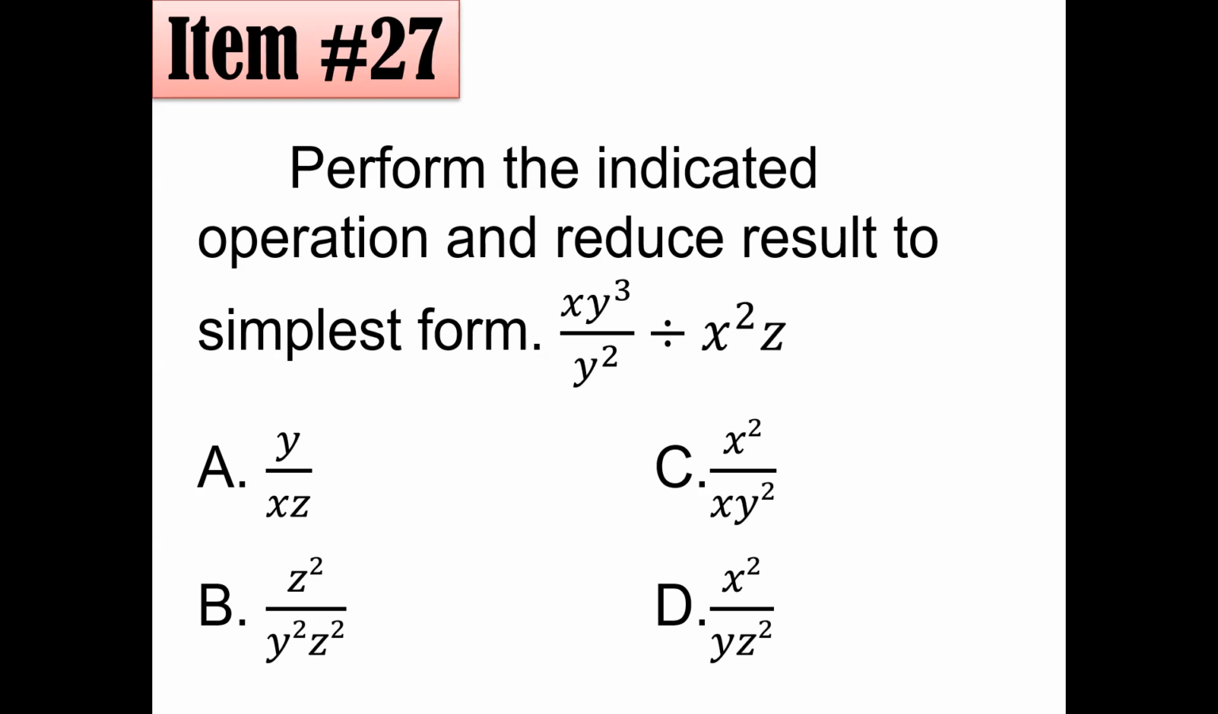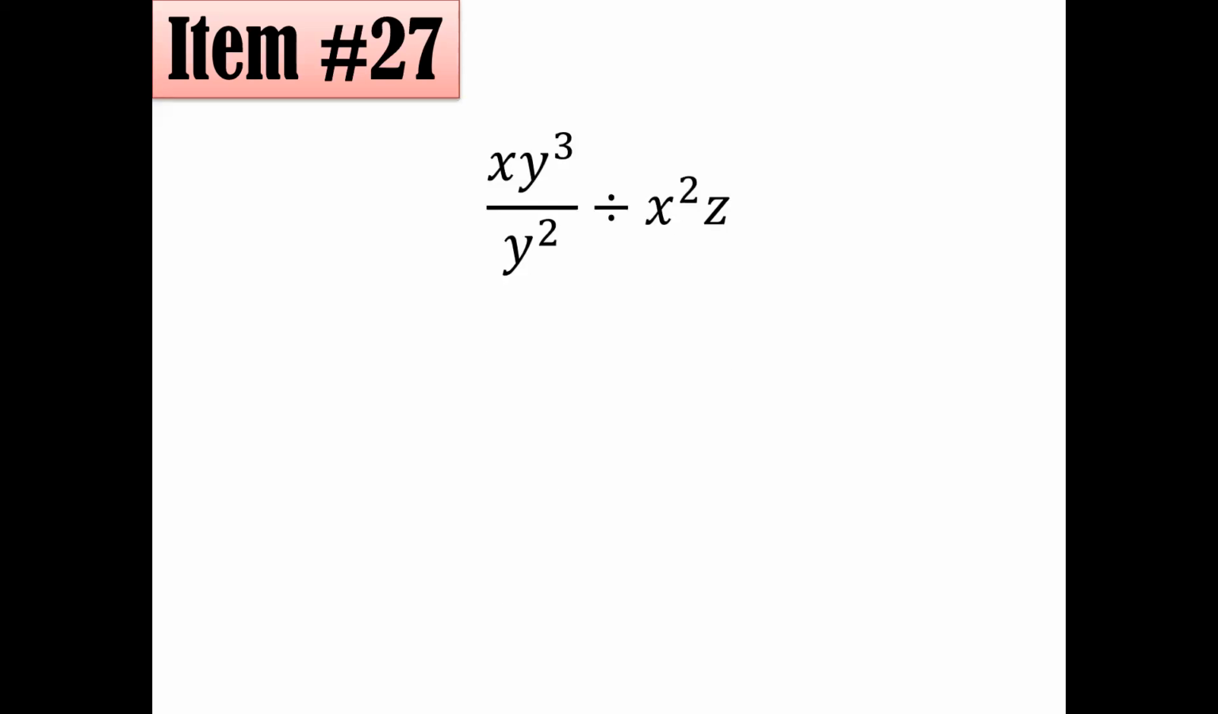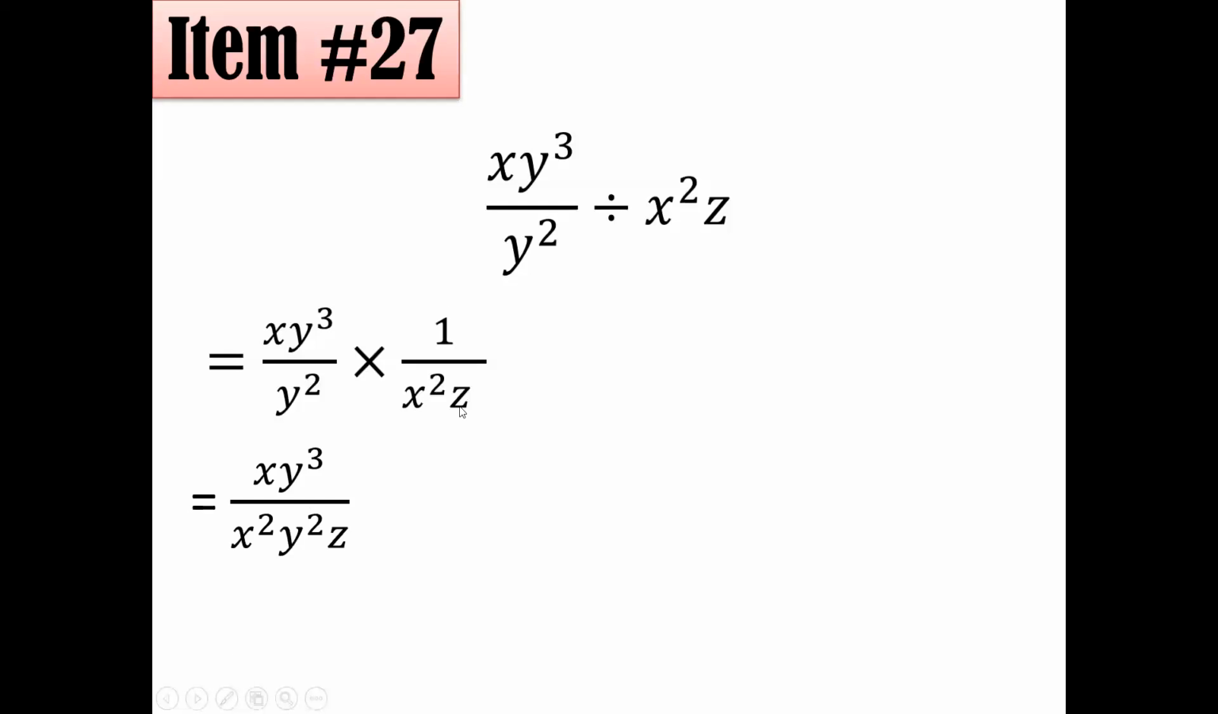Okay, what do you think? Letter A daw. We'll see. So from here, of course, you're dividing by this, so we multiply by its reciprocal, which is 1 over x squared z. You see, I multiplied everything first, and this one I multiplied also. It becomes xy cubed all over x squared y squared z.